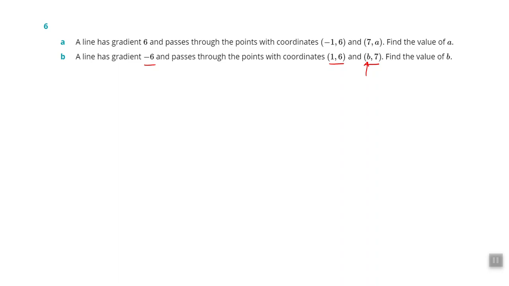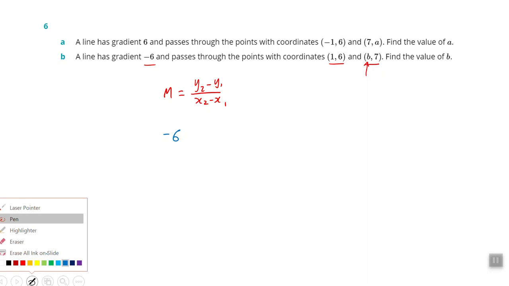Now we've actually got enough information to solve for b. We've just got to know what equation to form. The formula you're going to use is m equals y2 minus y1 over x2 minus x1. That's how you find the gradient if you're given 2 points. It's sort of a twist on this question because we already know what the gradient is. The gradient happens to be -6.